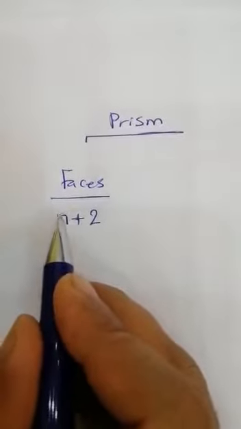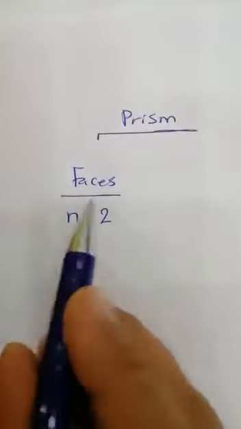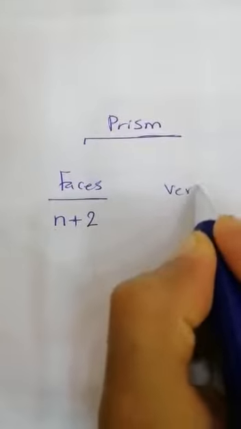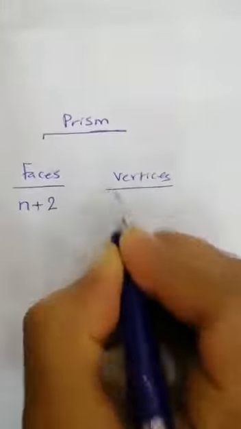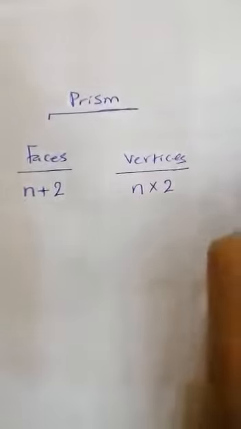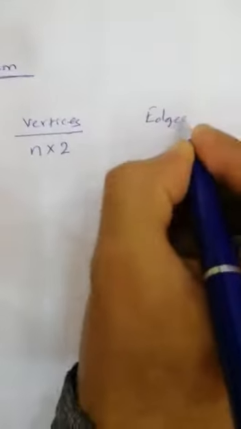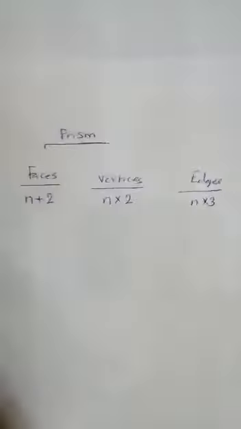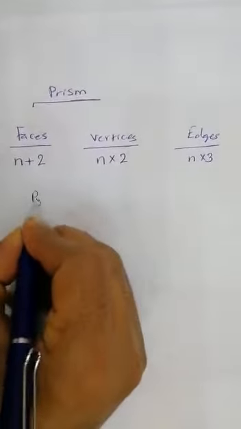If we have 3 faces, a triangular prism, then it will be 3 plus 2, 5. The vertices equal n times 2. Edges, n times 3.